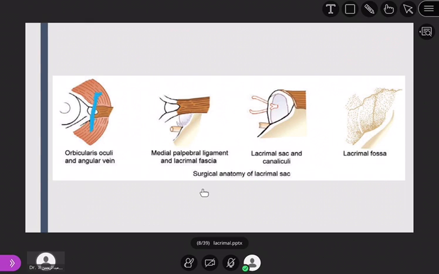This is the surgical anatomy of the lacrimal sac. This is the orbicularis oculi, and this is the angular vein. If you remove the orbicularis, you will see the bone, and here is the ligament. If you remove the ligament, you will see the lacrimal sac, and these are the canaliculi. If you remove it, you will see the lacrimal fossa.